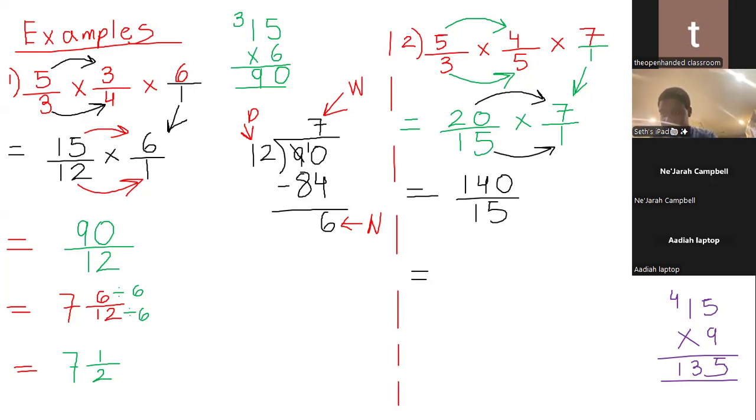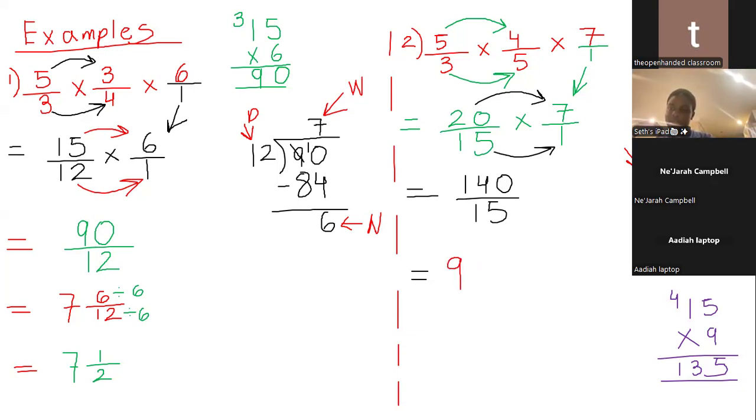When we subtract it, what do we get, Seth? We get 5. Good. And what's our final answer? 9 and 5 over 15. What does the 9 become? A whole number. Very good. So it's going to be 9.